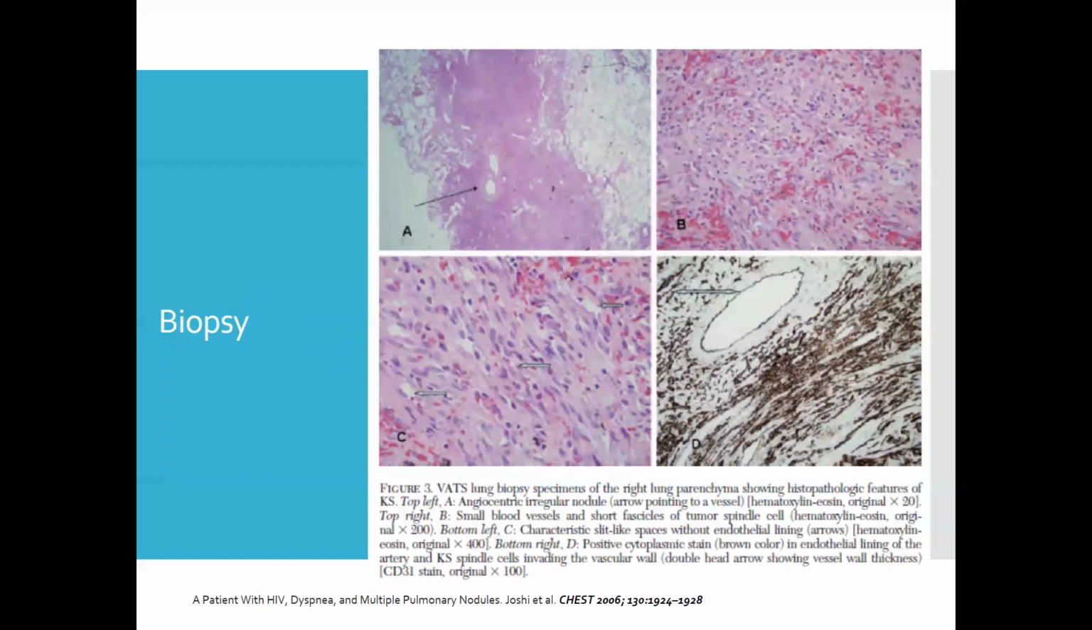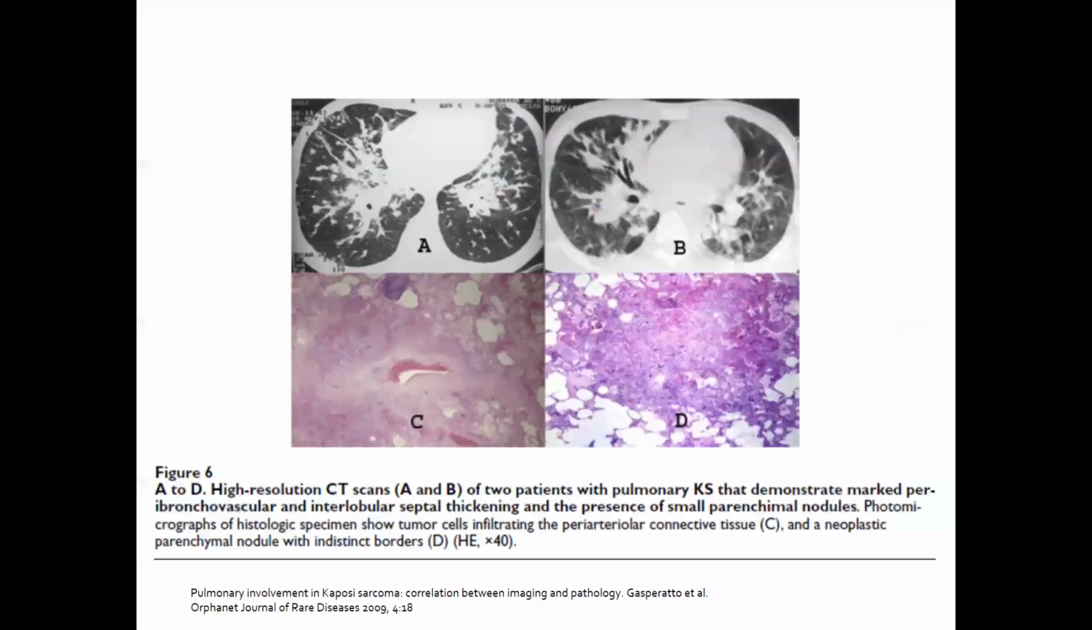And this is how it appears. In the first, we see the spindle cell proliferation, but more so the slit-like vessels around, and that is surrounding a whole nodule that we see. And the rest of them are the typical spindle-shaped proliferations that we see.